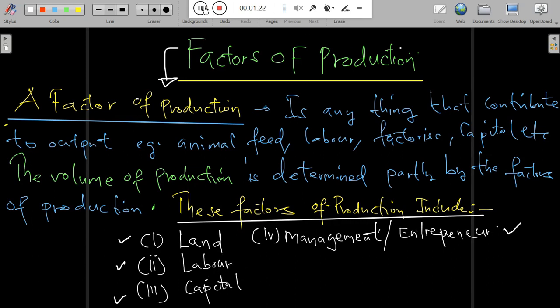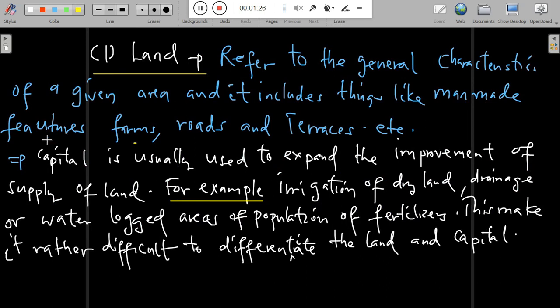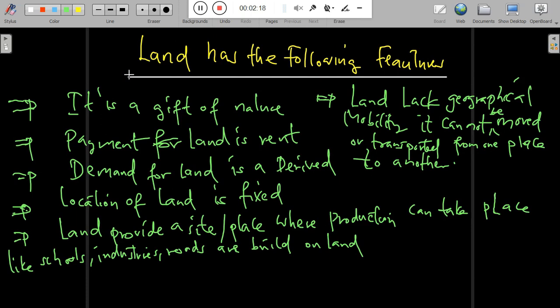Let's get a deeper analysis of these factors of production, beginning with land. Land refers to the general characteristics of a given area, and it includes man-made features such as farms, roads, and terraces. Capital is usually used to expand or improve the supply of land, for example irrigation of dry land, drainage of waterlogged areas, or application of fertilizers. This makes it rather difficult to differentiate between land and other factors of production.